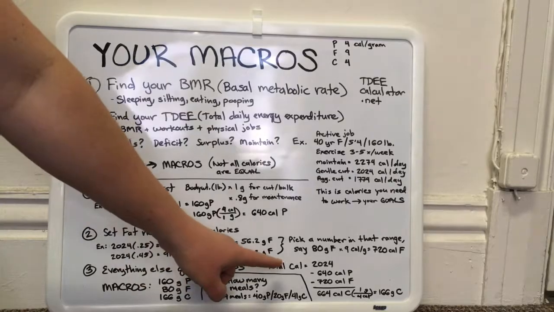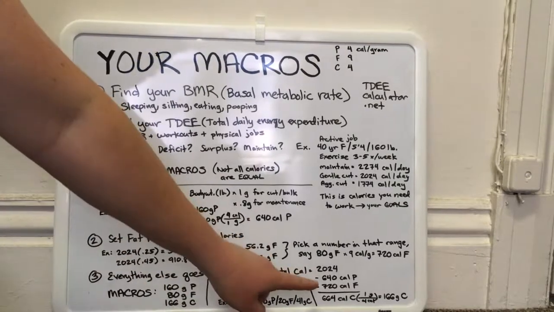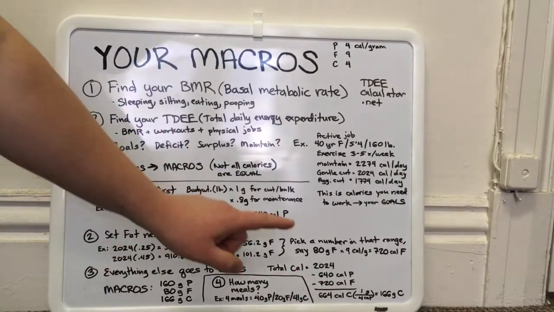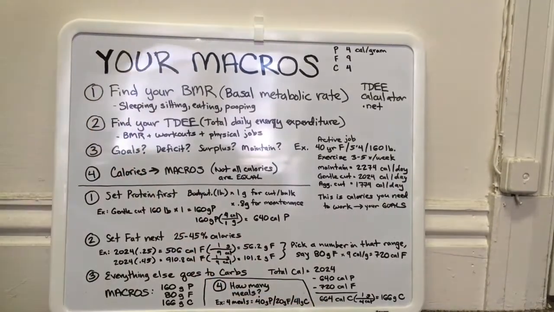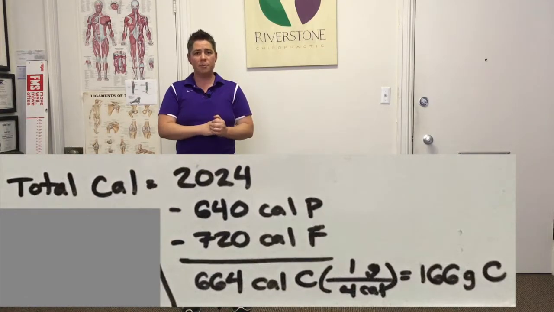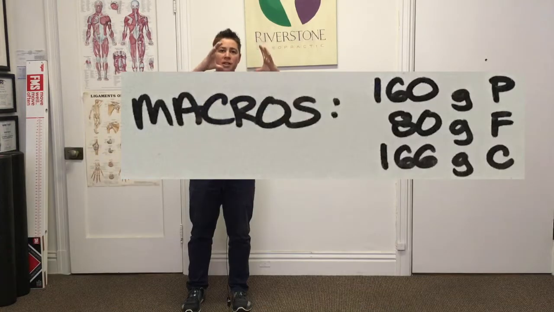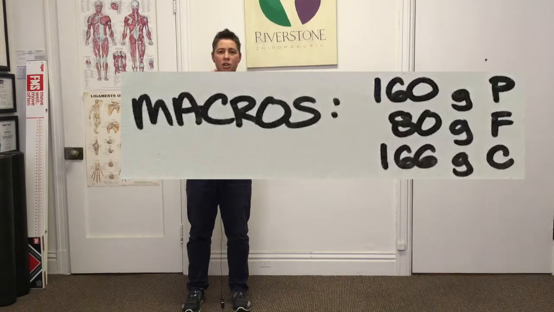So everything else in our calorie budget goes to carbs. So let's take a closer look at that. So remember, in our example, the total calories were at 2,024, and we already know that we want to have 640 calories from protein and 720 calories from fat. So if you're going to do the little equation here and just subtract that all out, you come up with 664 calories. So carbs, remember, have 4 calories per gram. So you're going to do 664 divided by 4. You've got 166 grams of carbs. So then you kind of look at your macros all in one piece. So you've got the 160 grams protein, the 80 grams fat, and the 166 grams carbs.